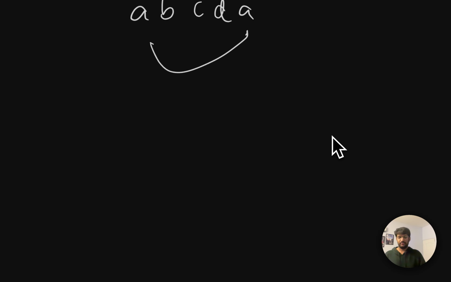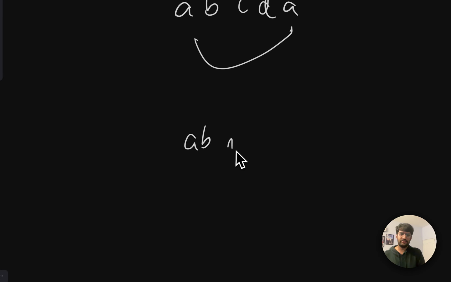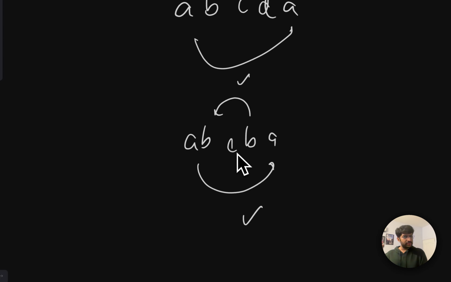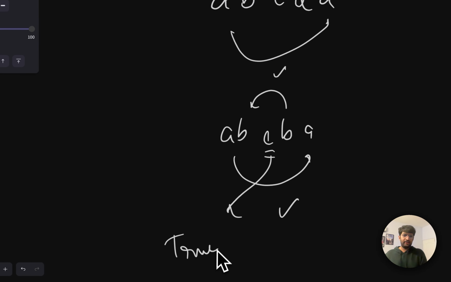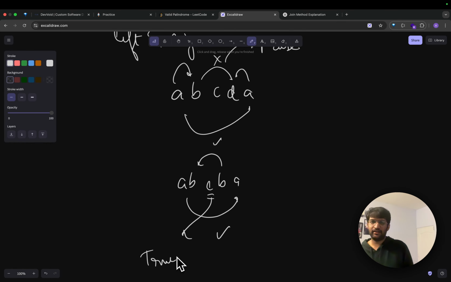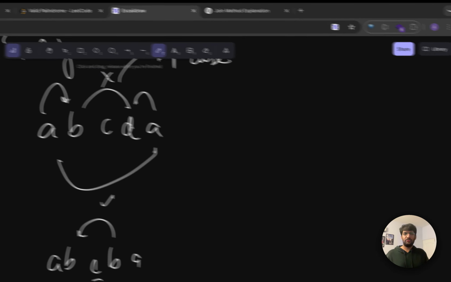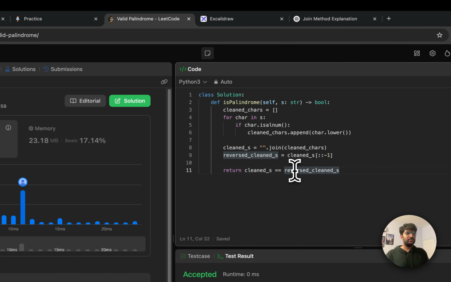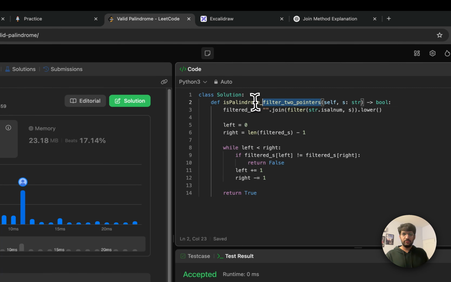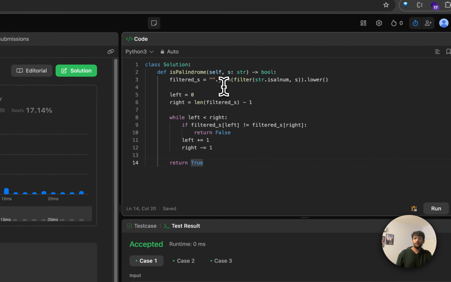Next we'll take A, B, C, B, A. Compare A and A. True. B and B. True. And we are done. Because we reach the center, we can return true without worries. And guess what? It is a palindrome, right? You can reverse it and you can see it's all correct. So what we'll do for the logic is, again, I'll copy this over here, paste it over here, filter, two pointers logic, and boom. So what are we doing here?